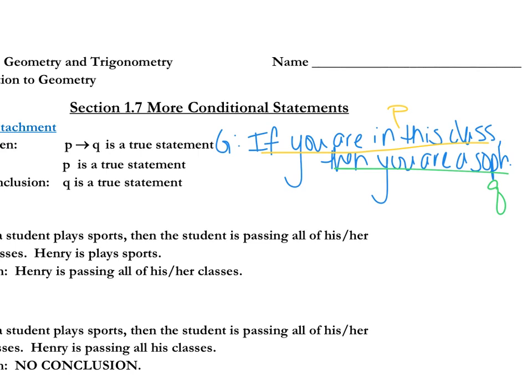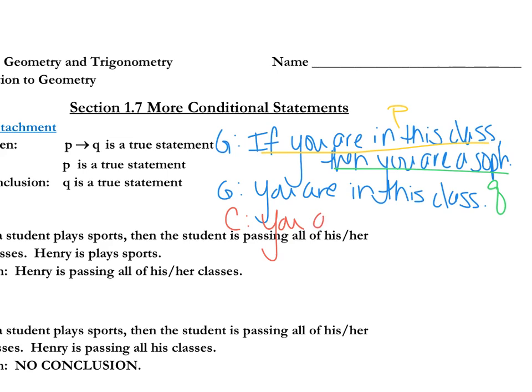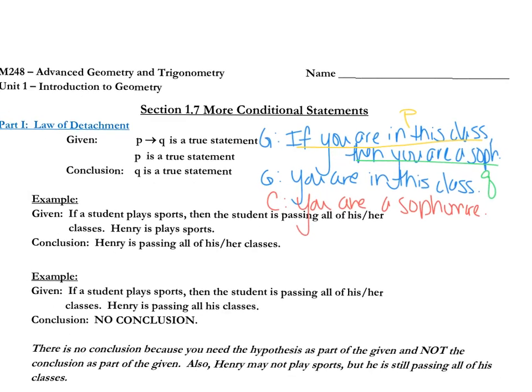Okay. So we are also given that you are in this class. So since that first part came true, then that means you are a sophomore. So the conclusion is you are a sophomore. So the first part has to come true in order for the second part to be true. Okay, let's take a look at another example.